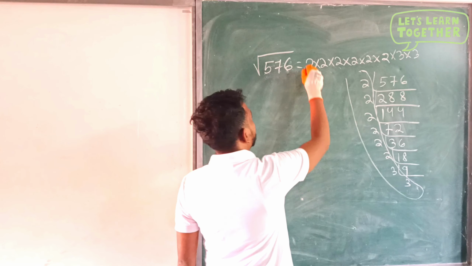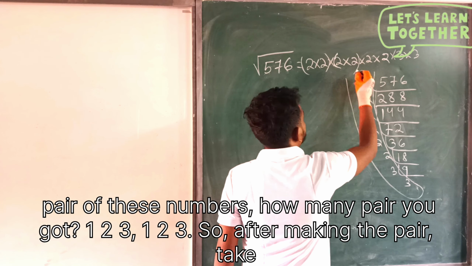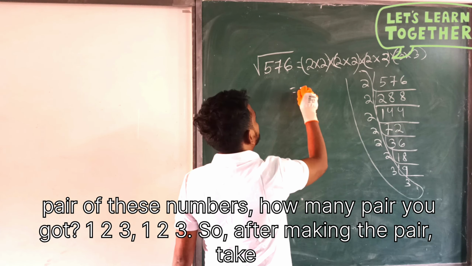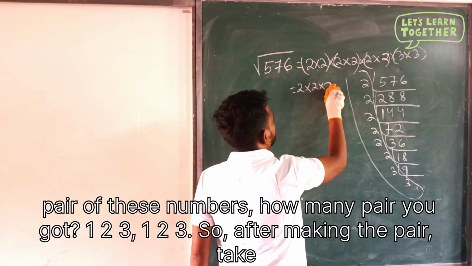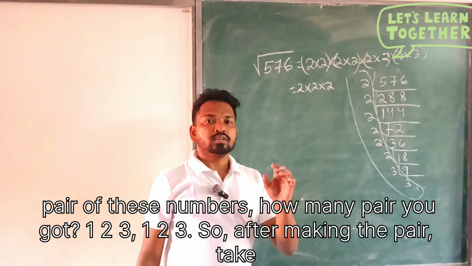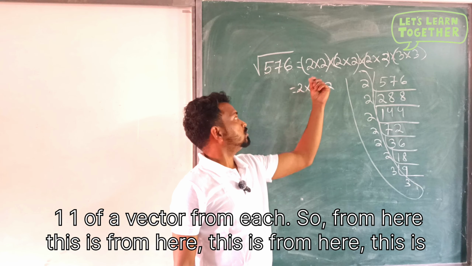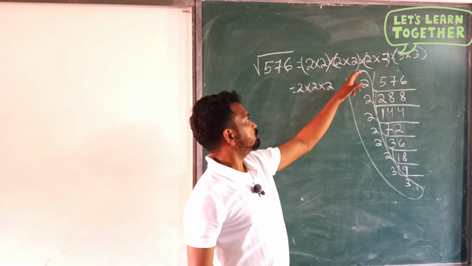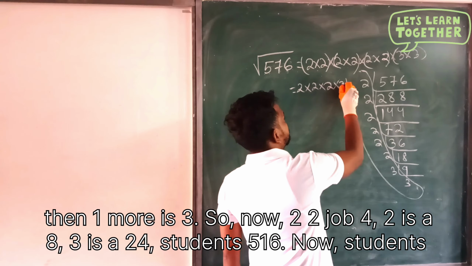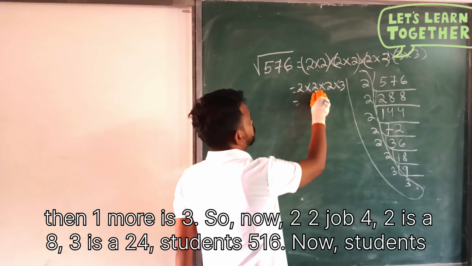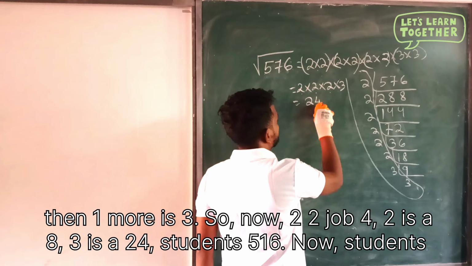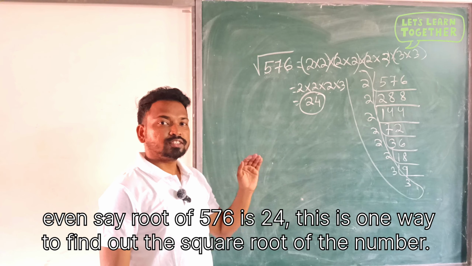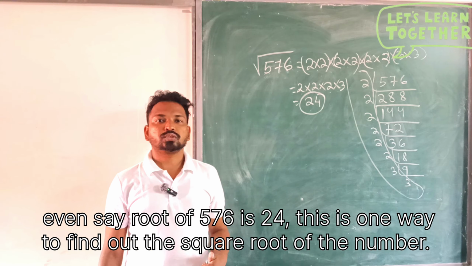Now make pairs of these numbers. How many pairs did you get? 1 2 3. So after making the pairs, take one factor from each. So from here this, from here this, from here this, then one more is 3. So now 2 2s are 4, 4 2s are 8, 8 3s are 24. You can say the square root of 576 is 24. This is one way to find the square root of a number.